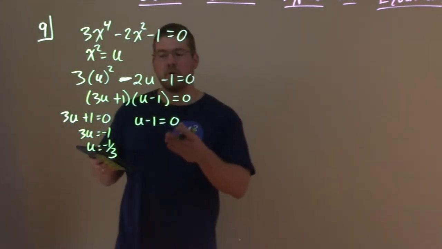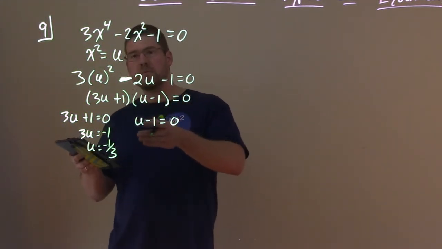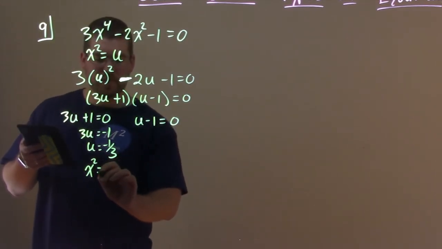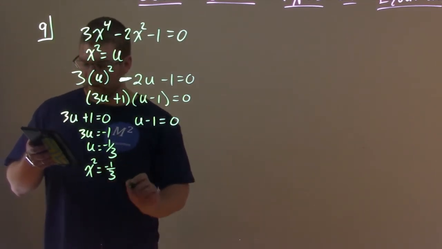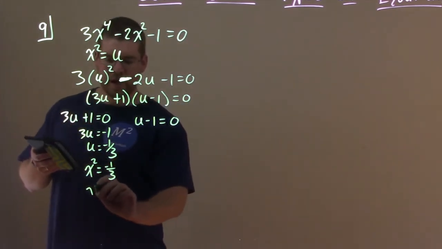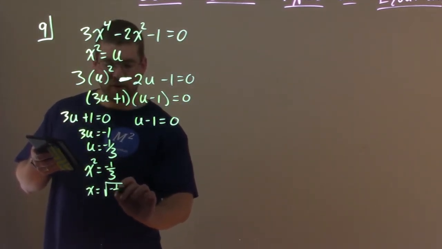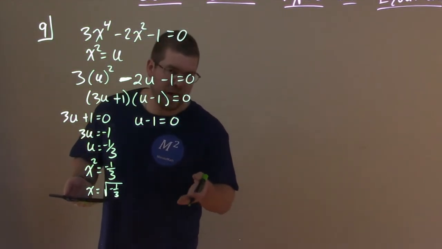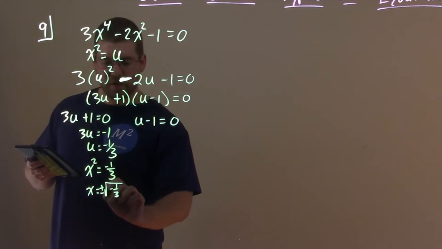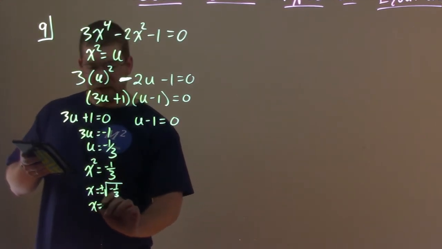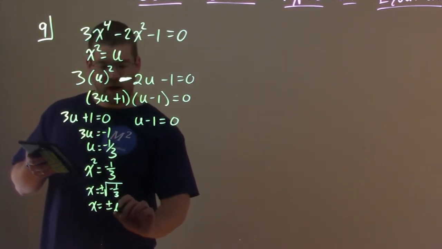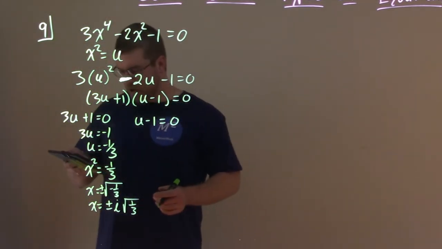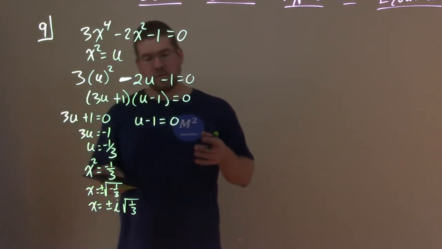All right. Where do we go from here? Well, they tell us that u equaled x squared. So now substitute back in. X squared equals a minus 1/3. Square root both sides here, and x equals the square root of a negative 1/3. Uh-oh, square root of a negative, what do we do? Well, we know about imaginary numbers, right? So x equals plus or minus i square root of 1/3. And that's good enough for me. So we have x equals plus or minus i square root of 1/3.